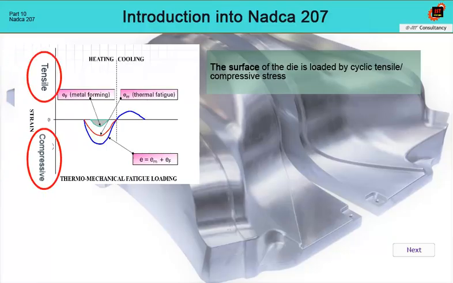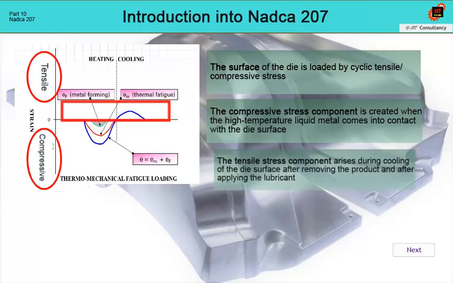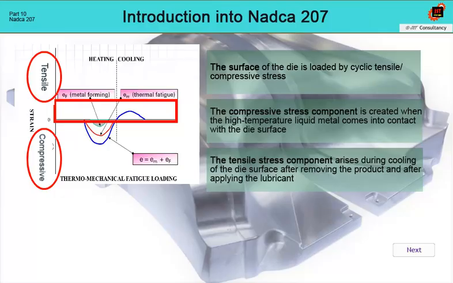During the actual injection of liquid metal, the surface is subjected to compressive stress. The moment the product is removed from the mold, the surface cools down. At this stage, the surface is subjected to tensile stress, which is critical for crack formation. It then depends on the properties of the mold material how many of these alternating cycles can be realized until a network crack occurs due to thermal fatigue.